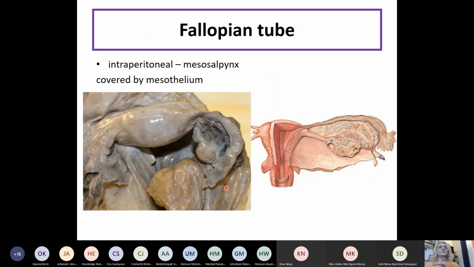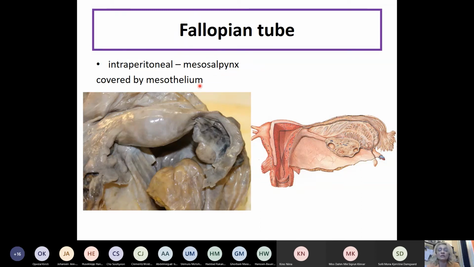So let's see our second slide, which is a very easy slide compared to the ovary. So we can do it in a much shorter time, the fallopian or uterine tube. Here you will see in macroscopic anatomy that it's covered totally by peritoneum. So it's an intraperitoneal organ, with the mesosalpinx, this double layer that goes to the fallopian tube. Salpinx means tube, so it's the same word in Greek. So mesosalpinx is this double-layered peritoneum going to the fallopian tube and then covering it.